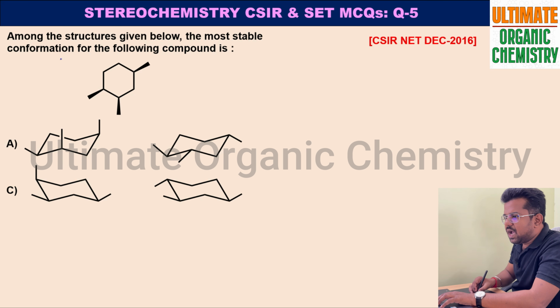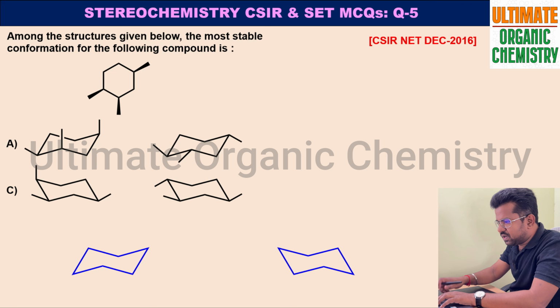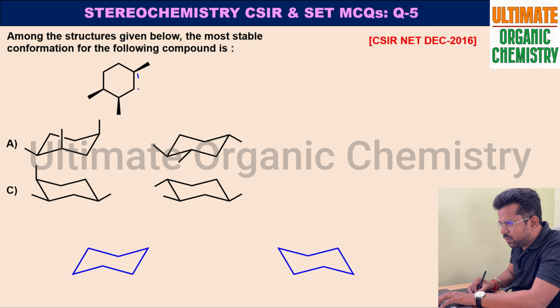Question number 5. Among the following structures given below, the most stable conformation for the following compound is. So they have given the cyclohexane in planar form, and you need to convert this planar form into the corresponding chair form, and you need to find out which form is more stable. Fine. So you need to draw the 2 forms of the chair conformation. So this is carbon number 1, this is 2, this is 3, this is 4. Again I am saying, this numbering is just for our convenience only. It is not related to the IUPAC nomenclature numbering.